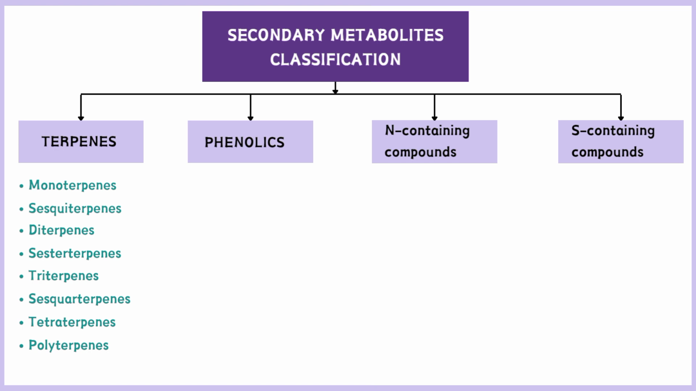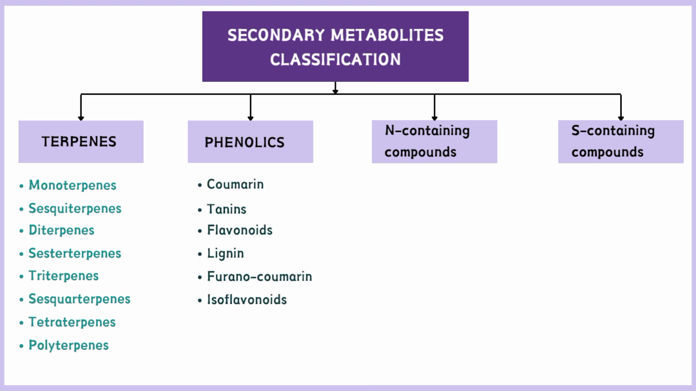Now the second, phenolics. Phenolics are chemical compounds characterized by the presence of an aromatic ring structure. If we look at their structure, they mostly contain an aromatic compound or ring. There are also different classes like tannins, flavonoids, lignin and isoflavonoids. So there are a lot of different types of phenolics too.